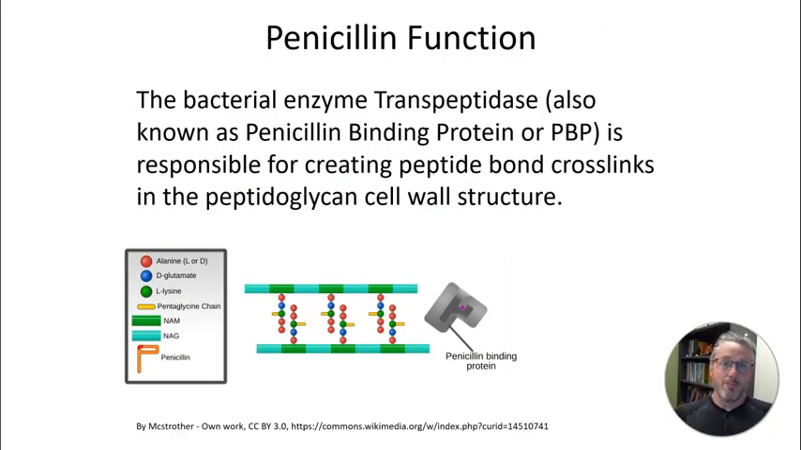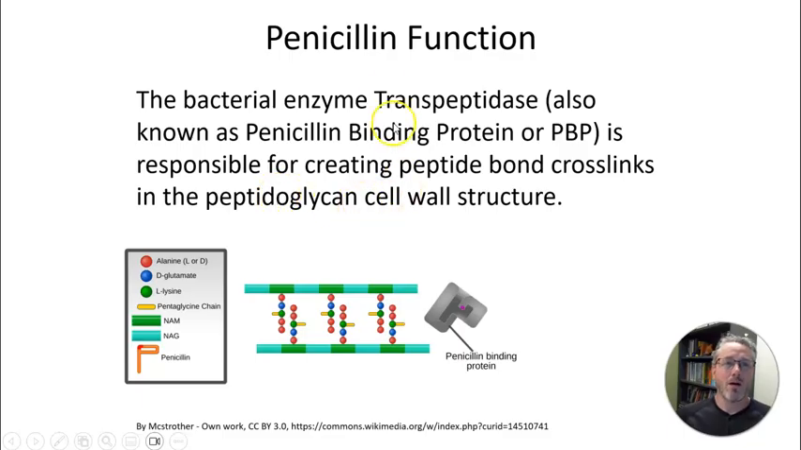So, let's now jump into penicillin. Penicillin is a bacterial enzyme inhibitor. Penicillin inhibits this enzyme that we call transpeptidase. So the bacterial enzyme transpeptidase goes by several names. Another name you might see for transpeptidase is penicillin binding protein, or PBP for short. That bacterial enzyme is responsible for creating the peptide bond crosslinks in that peptidoglycan cell wall structure.